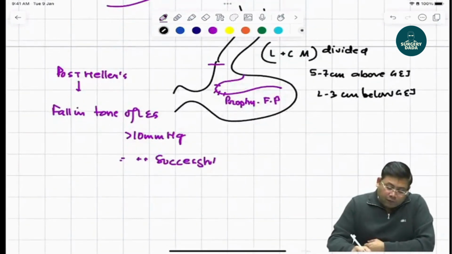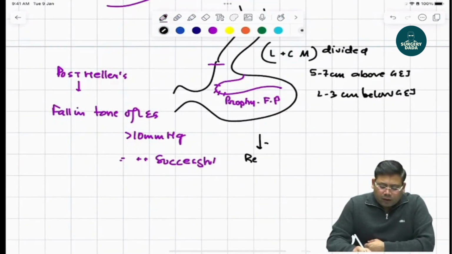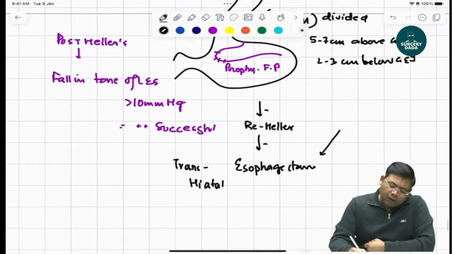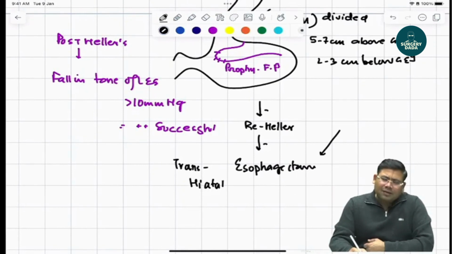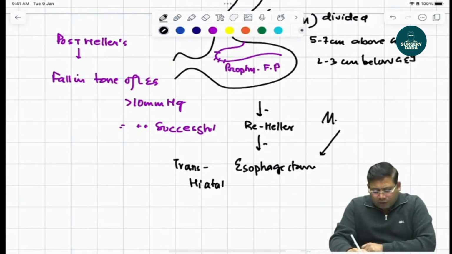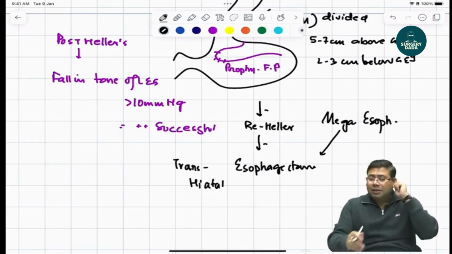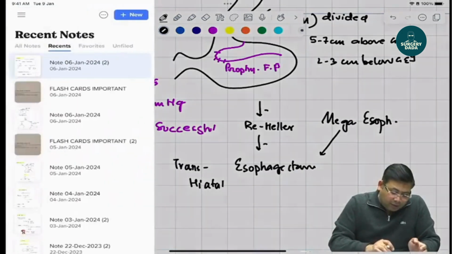Do you know, if Heller's also fails, you can do a re-Heller's. And remember, if re-Heller's also fails, then you will have to go for transhiatal esophagectomy. Also, in case of the classical mega esophagus, if you have developed a mega esophagus, in that case also you will go for the esophagectomy. This is the classical management of achalasia.